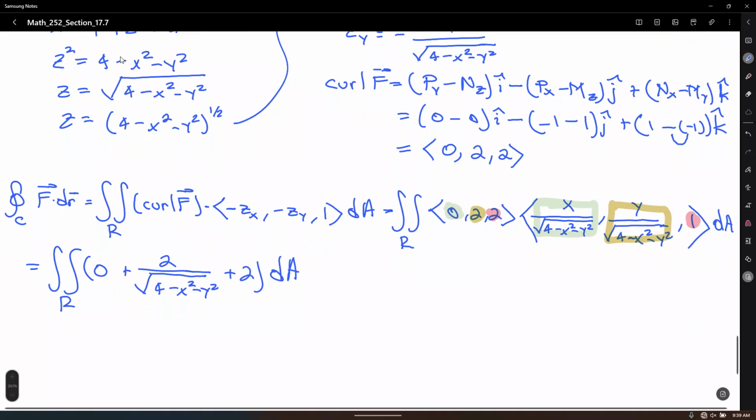2y, oh yeah, 2y right here, right? 2y. Thank you, very important. Let me just simplify this and clean up the 0. So 2y over the square root of 4 minus x squared minus y squared, plus 2, dA. Let's have a look at this integral right here. Any ideas how to evaluate this integral?